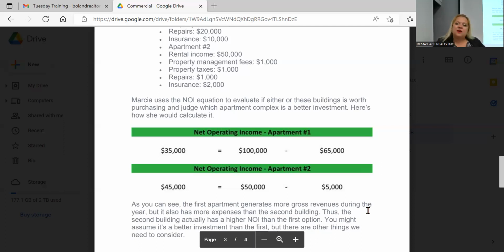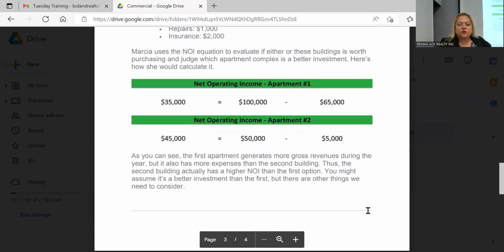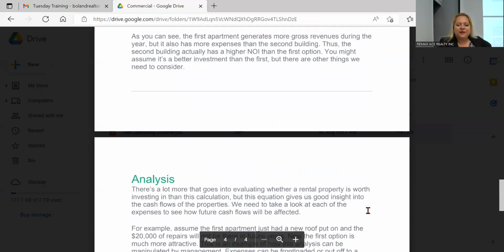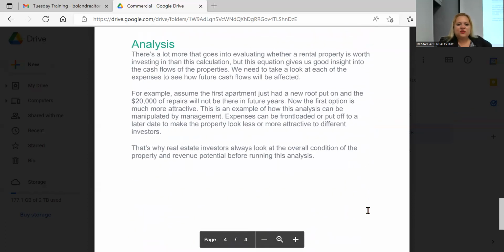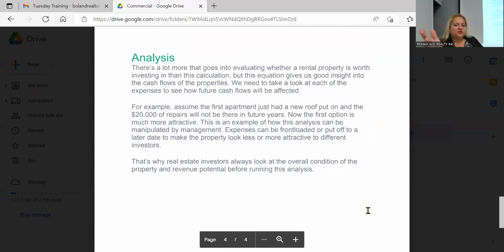Maybe apartment 1's not run as well. Maybe the property management company's overcharging. Somehow along the way, when you subtract the expenses, which aren't that much, they turn out to be making more money. They have more net operating income. They have more cash flow at the end of the year. It's $45,000, right?